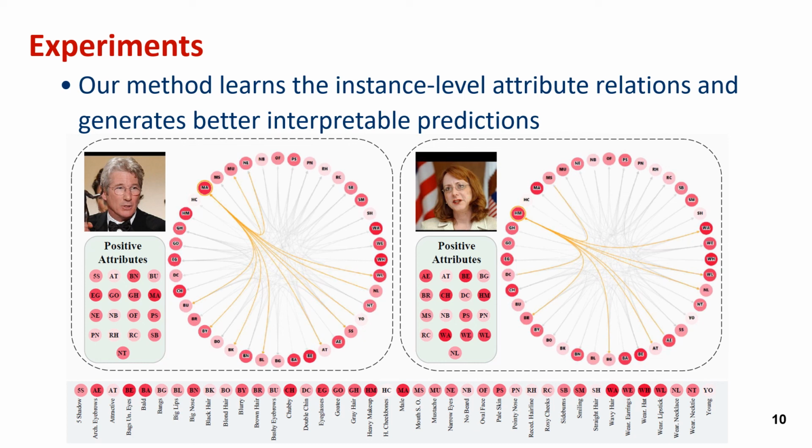For the first sample, we see that attribute male is strongly related to the positive value of 5 o'clock shadow, and the negative values of wearing lipstick and wearing necklace. For the second sample, the attribute heavy makeup assigns more attention to the positive values of the attributes wearing lipstick, wearing necklace, attractive, and arched eyebrows. So, we see that the related attributes tend to have higher attention scores.